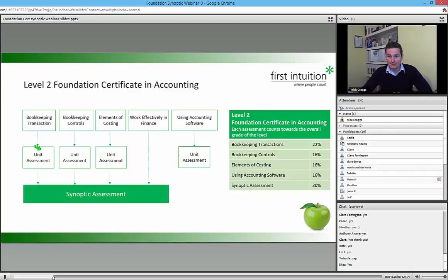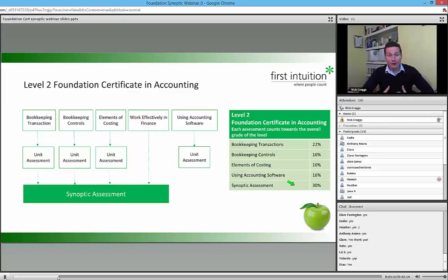And you can see here the weightings of the different units. So bookkeeping transactions is a higher weighting than elements of costing, bookkeeping controls, and using accounting software. And that synoptic exam is a large 30% of your overall grade. The reason being because it's going to test you on some of the other units as well as all the working effectively material as well. So you want to be well prepared for your synoptic exam if you're aiming for a good grade, which I'm sure you all are.